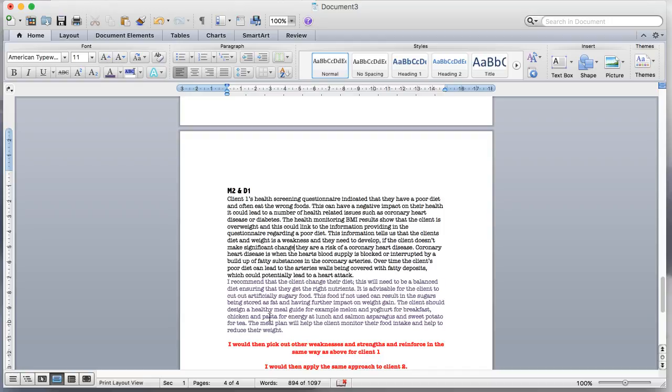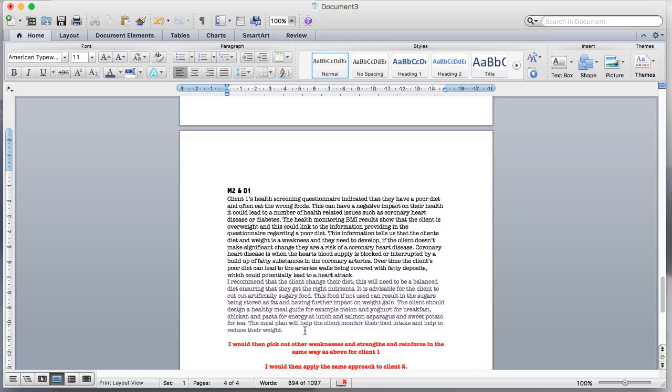The client should design a healthy meal guide, for example, melon and yogurt for breakfast, chicken and pasta for energy at lunch, and salmon, asparagus and sweet potatoes for tea. The meal plan will help the client monitor their foods and help to reduce their weight. Okay, and that recommendation there would support what I'm trying to do to develop the client.